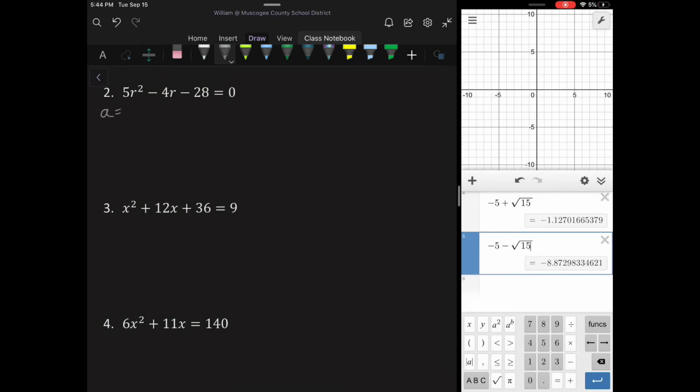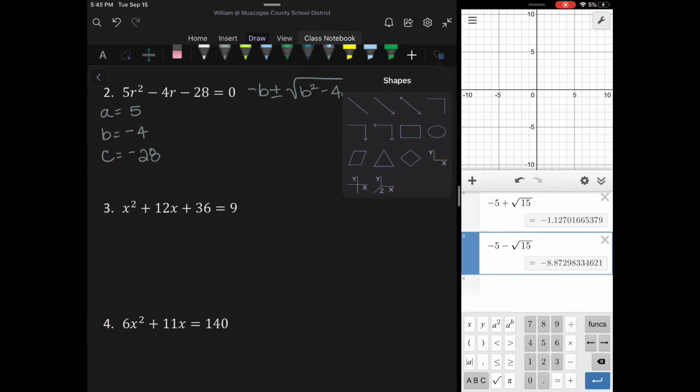So on number 2, we're going to go through and do the exact same thing we did before. We're going to label our A, B, and C. A here would be 5, B here would be negative 4, and C is going to be negative 28. So again, we're going to write out our quadratic formula. We'll put this all over 2A.